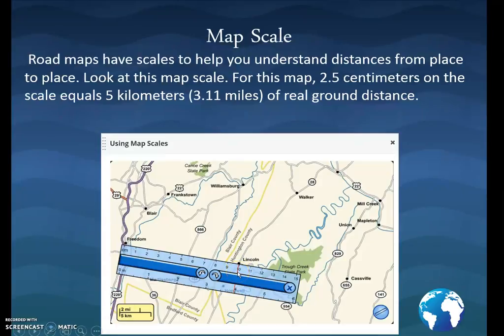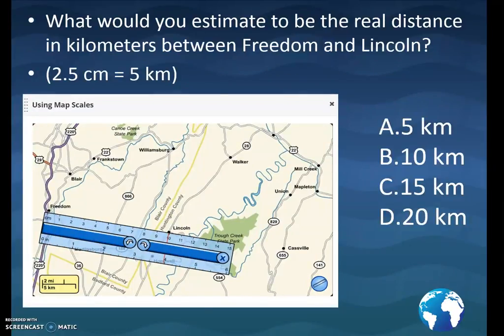So if you think for a minute, how many kilometers would that be if 2.5 centimeters equals 5 kilometers? So again, 2.5 centimeters equals 5 kilometers. If I count here on my ruler, there's 5 kilometers at 2.5 centimeters. At 5, we'd be at 10. 7.5 would be at 15. 10, we'd be at 20 kilometers. So they're actually 20 kilometers apart.